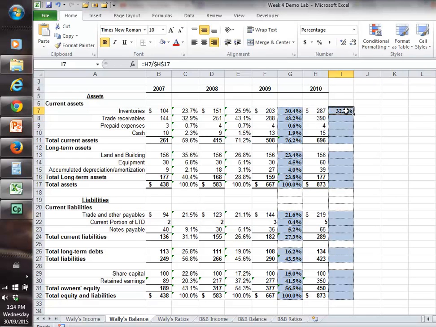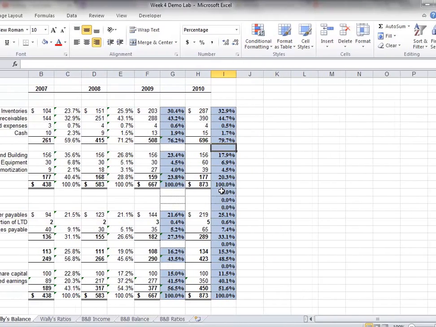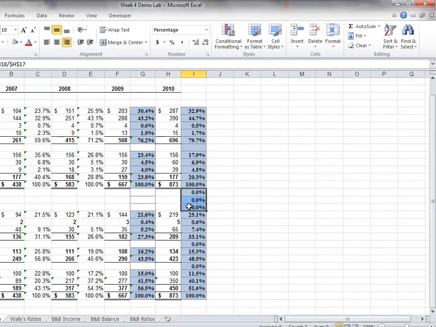And drag it downwards. Now the common size calculations on the balance sheet are not as important. Well, I won't say important, but not as interesting as what happens on the income statement.